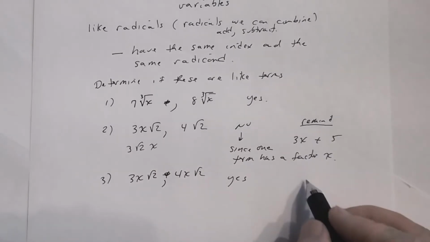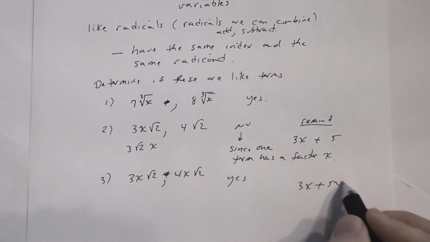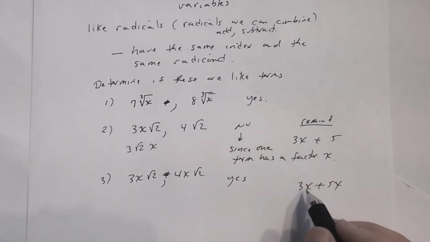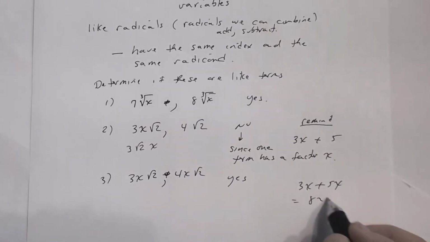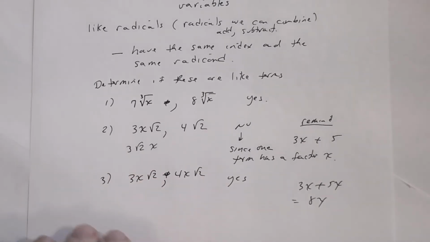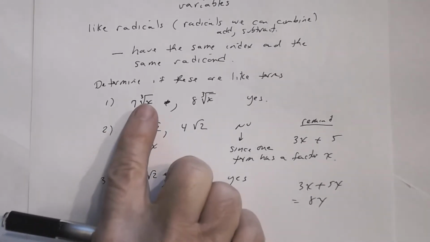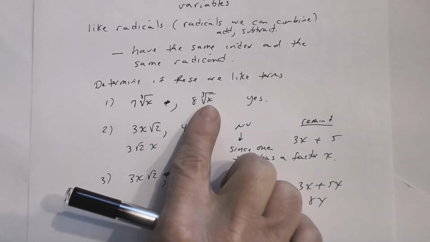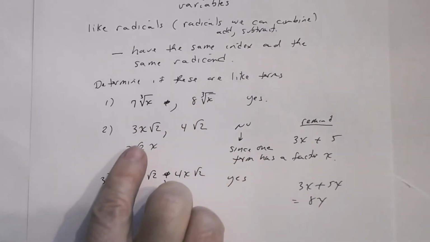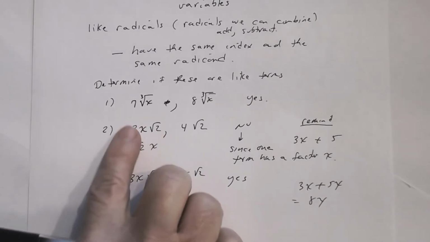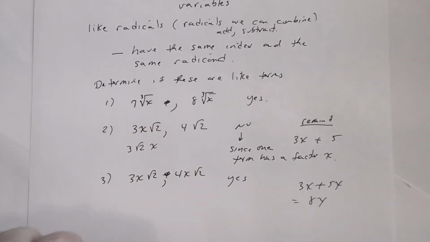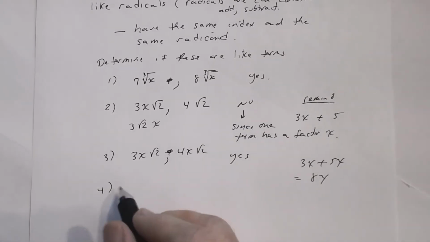Remember 3x plus 5x. Can I combine those? Sure you can. 3x plus 5x is what? 8x. Same idea here. Okay? So when we talk about these problems, it will be a mixture of these. Sometimes the variables will appear in the radicand. Sometimes they won't appear in the radicand, but will be part of the radical expression. All right?